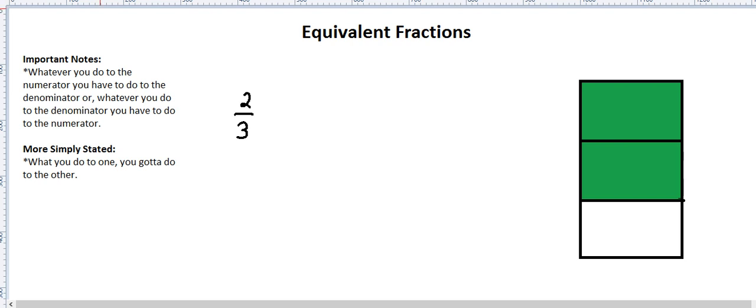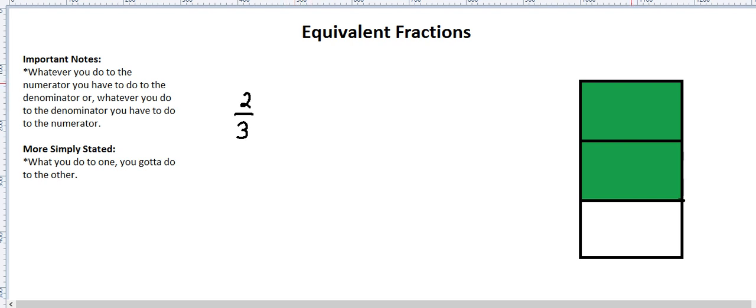Equivalent fractions. Now, if you notice this picture over here to the right, I have 2/3 and I have 2/3 written right here. There's an important note. Whatever you do to the numerator, you have to do to the denominator, or whatever you do to the denominator, you have to do to the numerator.